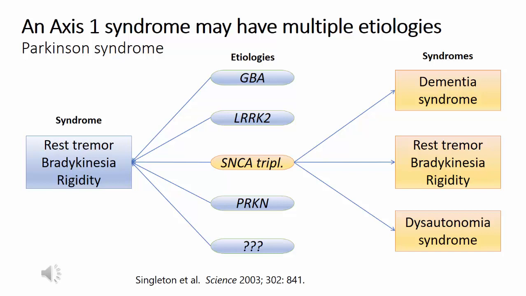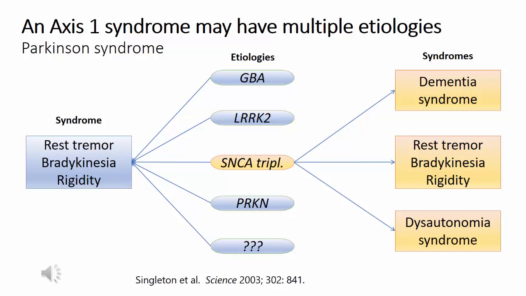This concept is illustrated for the classic Parkinson syndrome of rest tremor, rigidity, and bradykinesia. Multiple genetic etiologies of this syndrome have been found, and each of these etiologies is capable of producing additional syndromes or phenotypes. This is illustrated here for triplications of the alpha-synuclein gene.